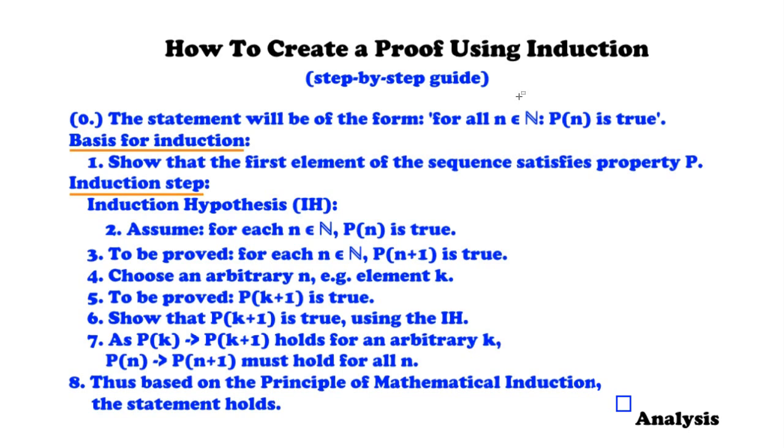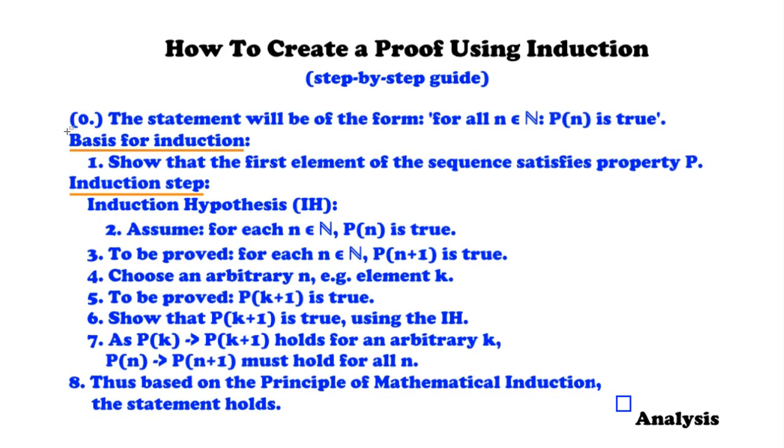So I'm sure you will get what is written here, and it will just help you to create proofs using induction. So the 0th step is that the statement will be of the form: for all n in the natural numbers, P(n) is true, where you can see P(n) as some kind of function which gets as input an element or an object, and which returns either true if the element satisfies the property, or false if it doesn't.